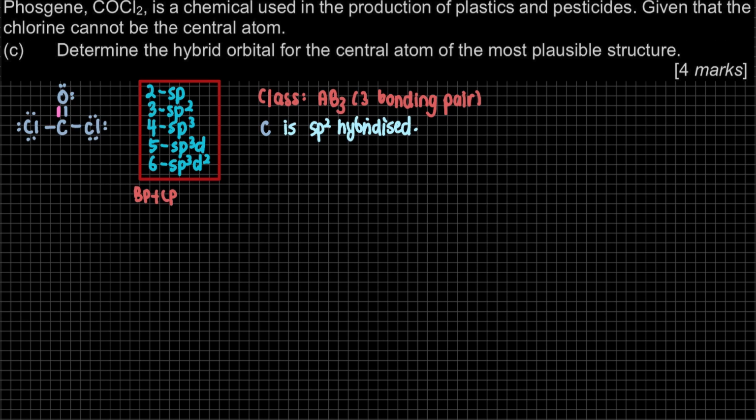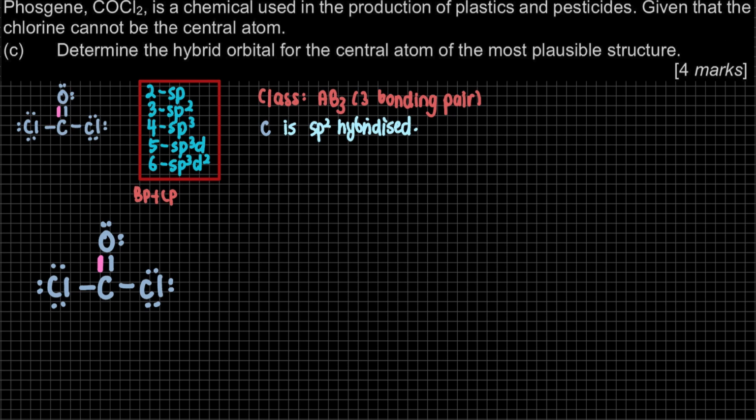So how to show the hybridization? You have to show the ground state, the excited state, and the hybridized state. So how to determine the ground state, excited state, and hybridized state? First, from the structure that we have drawn, we know the most possible one. So the first step is, you have to label your bond.